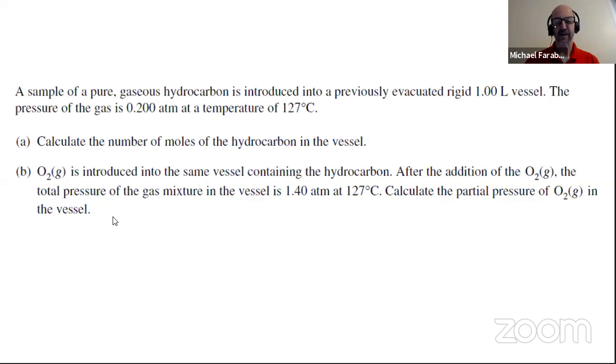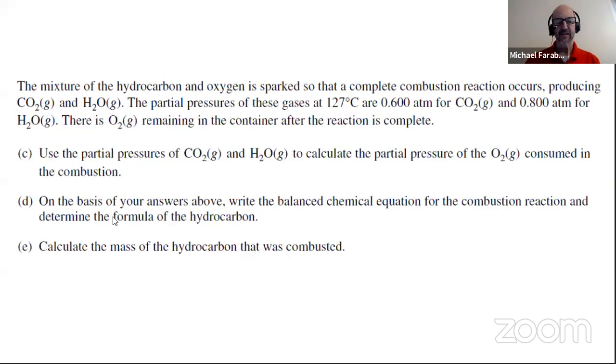So parts A, B, C, D, and E. This is the first screen. This is parts A and B. And then this is the next part. This is parts C, D, and E. So again, I encourage you to try all of these parts of the question. And then when you're ready to see if your answer matches the correct answer, then feel free to click play and continue watching.